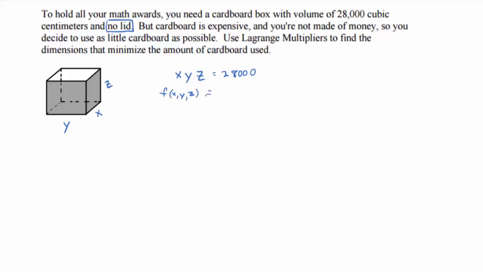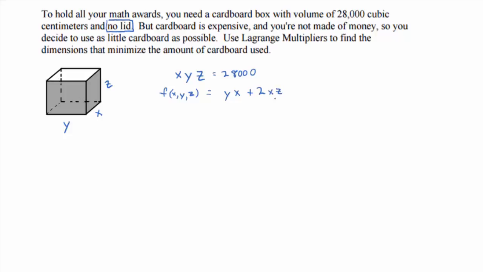And f of x, y, z, if you just find the area of all the faces of the box, there's only 5 faces because there is no lid, then that'll be the surface area. So let's do the bottom face first, y times x. The area of the right side face would be x times z. The left side face would be x times z as well. So we have 2 of those, so plus 2 times x times z.